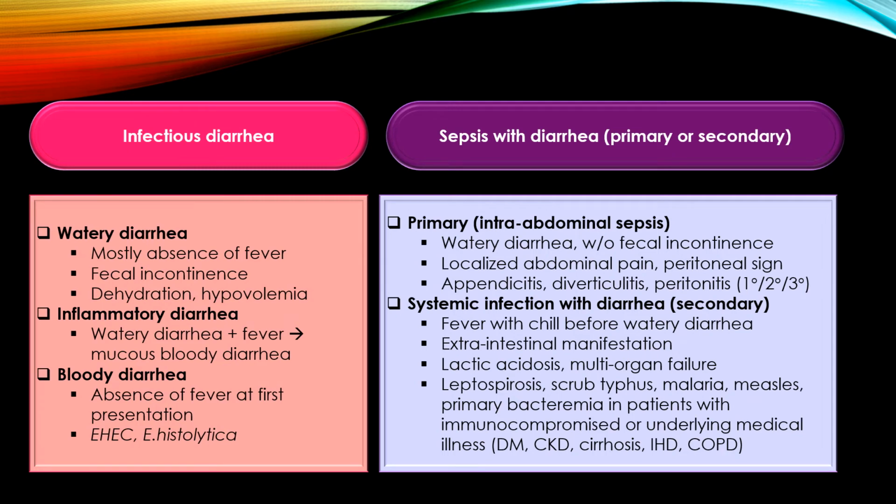They have bacterial acidosis, multi-organ involvement, for example leptospirosis. They have diarrhea, scrub typhus, malaria, or some patients are elderly or have underlying diseases such as diabetes, CKD, cirrhosis, or are immunocompromised. This patient may have primary bacteremia without other viral infection, and diarrhea is some part of sepsis.